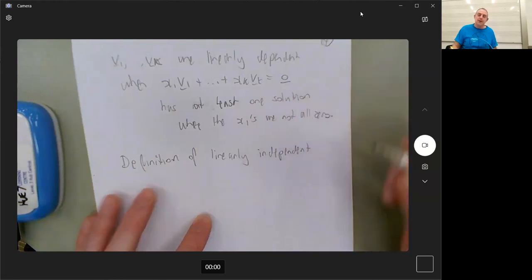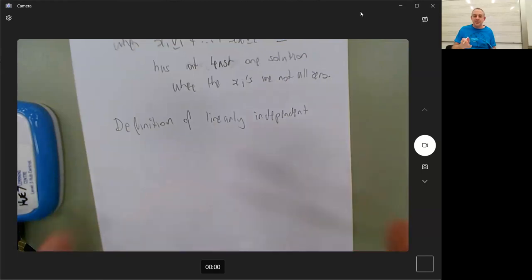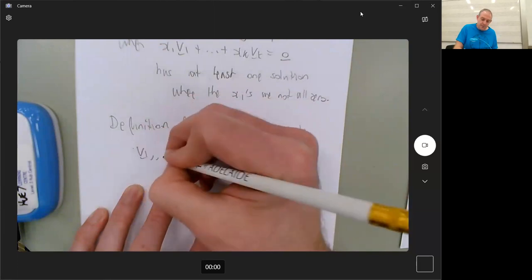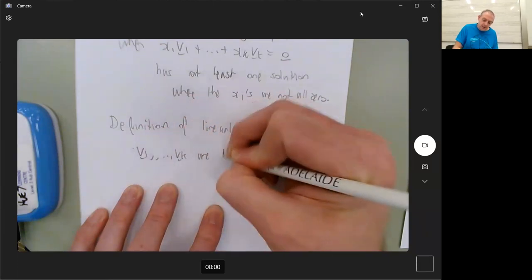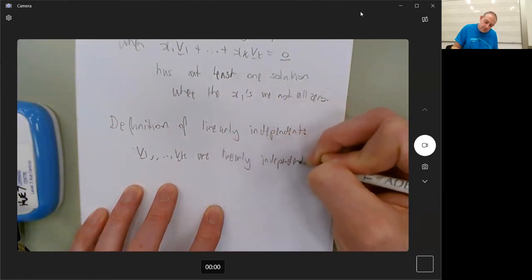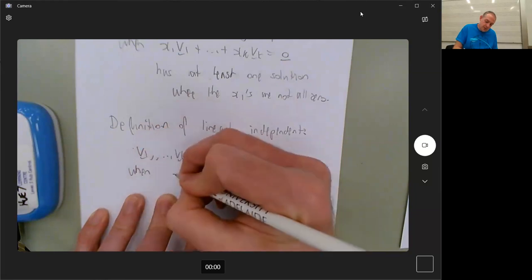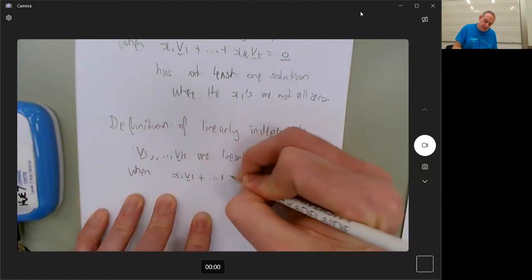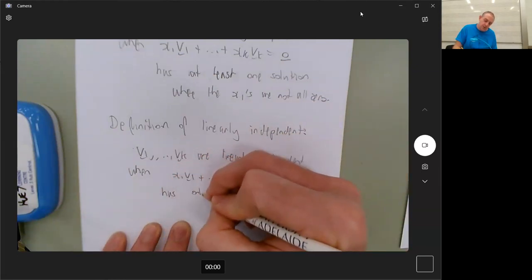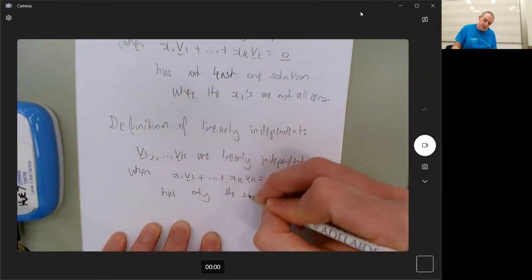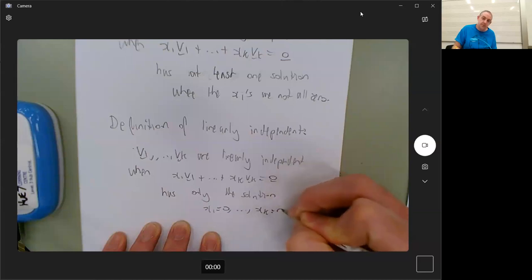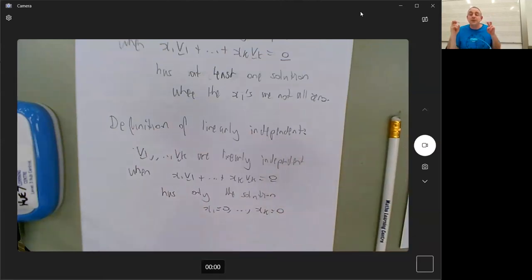So the definition of being linearly independent is v1 up to vk are linearly independent when x1 v1 up to xk vk equals the zero vector has only the solution that x1 is zero all the way up to xk is zero. And it's called the trivial solution.